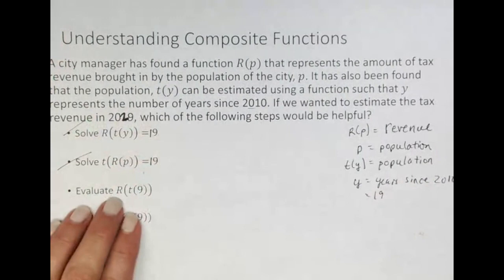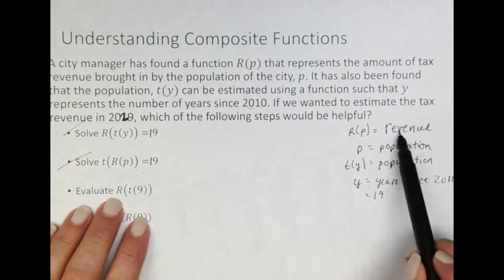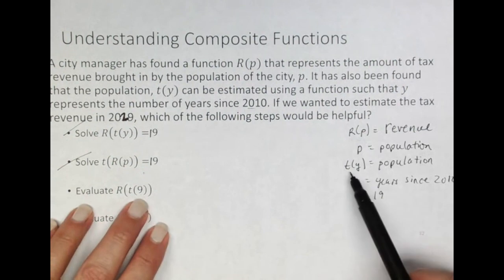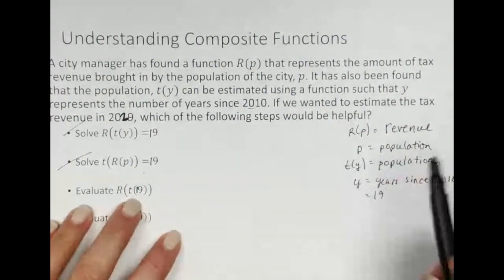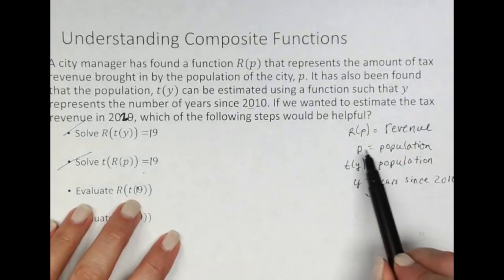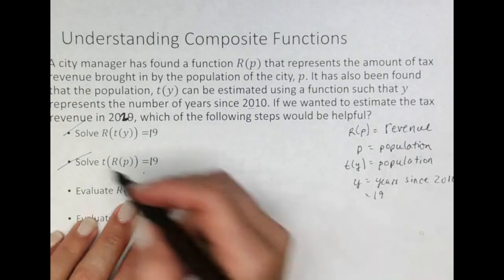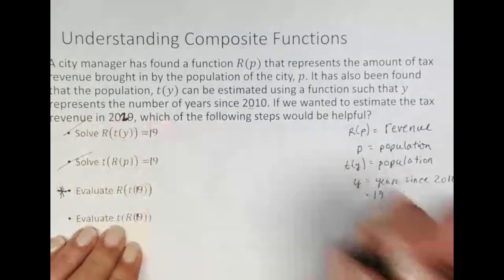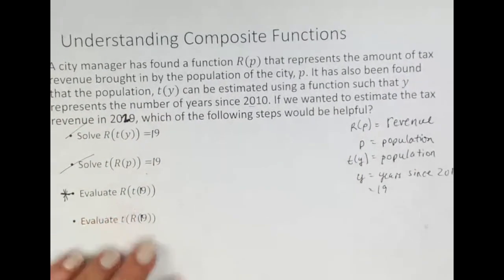How about this? Evaluate R of T of 9. Find the value of R when T of 9 is the input. R, well, that's what I was looking for, revenue, R of P. And look, T of 9, well, 19, because we changed it a little bit, T of 19 is population, right? Since P is population, T of Y estimates population. I think this is the one that I want. I think that's going to give me a revenue estimate in the year 2029.